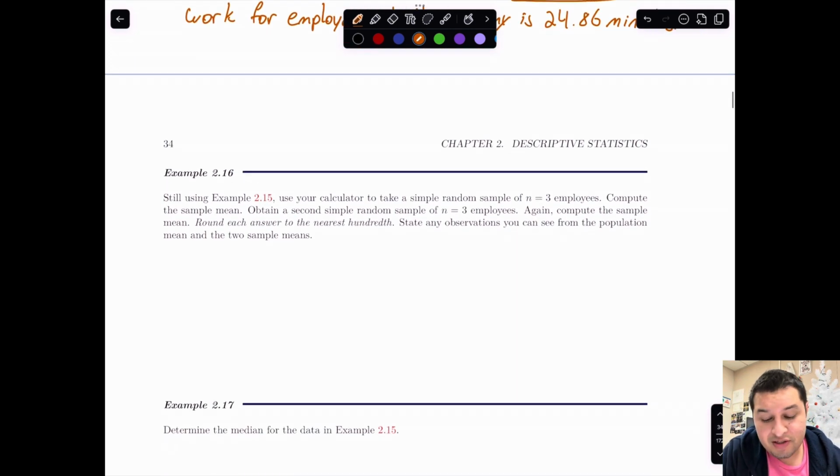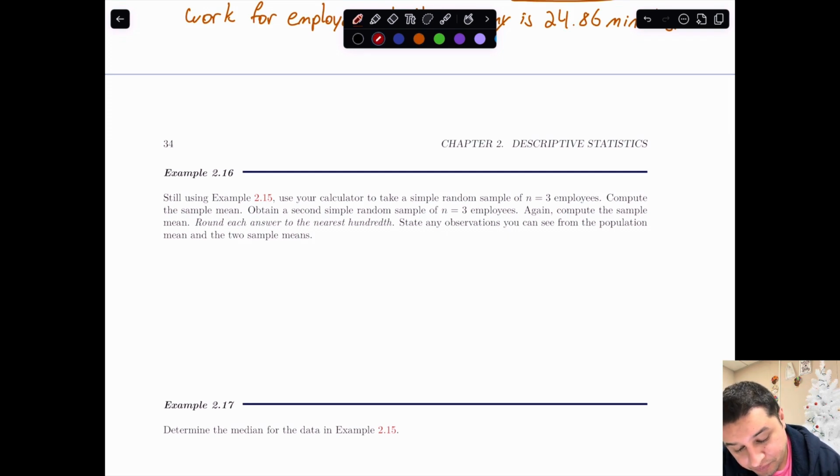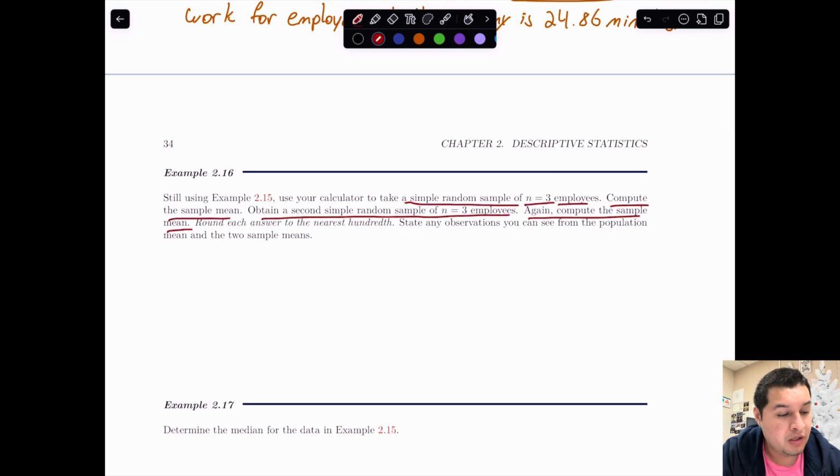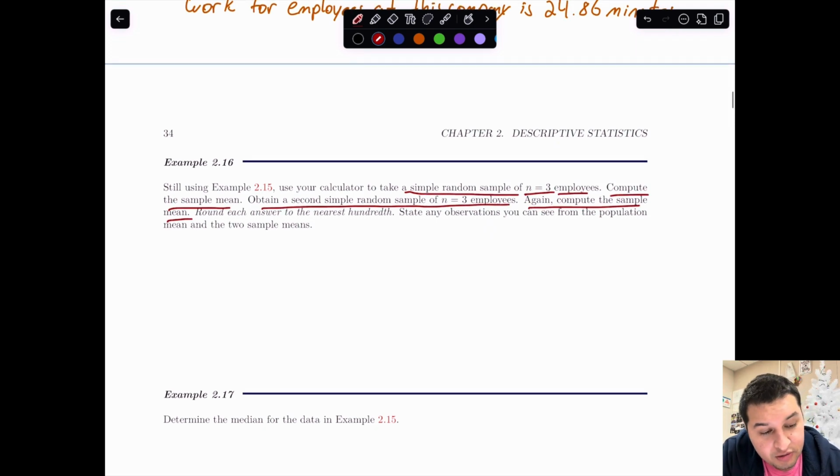So we're still going to use the same example that we just used, and what we're actually going to do is talk about how we find some sample means. In this example, you're going to use your calculator to take a simple random sample of n equals 3 employees. Well, you're probably thinking, how do I find a simple random sample? We're going to compute the sample mean of it, obtain a second one, and then again compute the sample mean one more time.